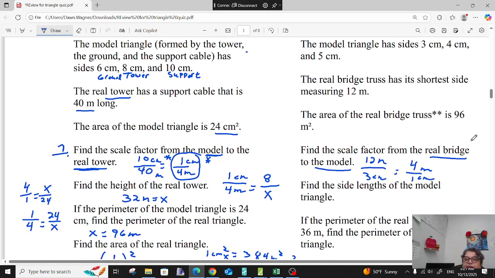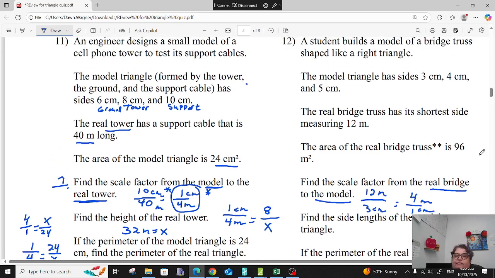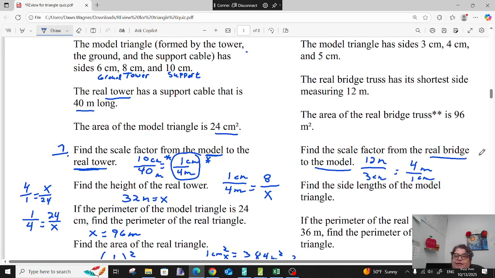Find the side lengths of the model. The side lengths of the model triangle were given. Yeah, those actually were given. It was 3, 4, and 5. I think this should have been the real bridge.